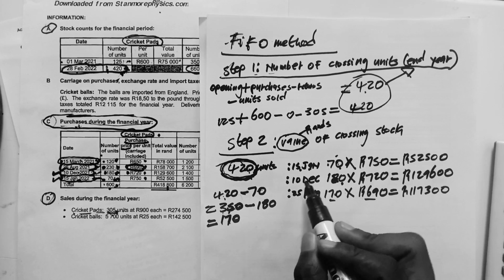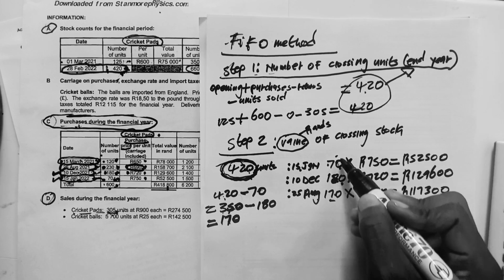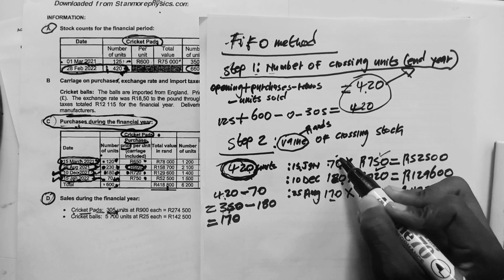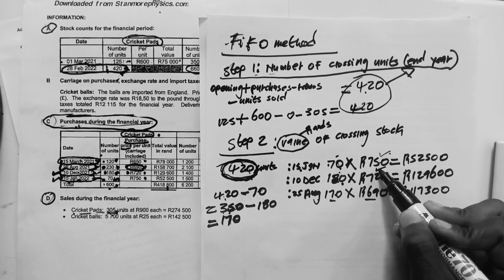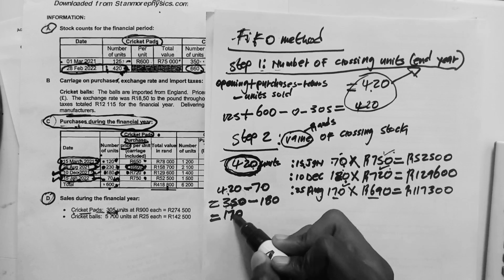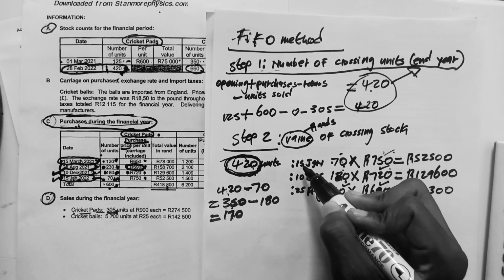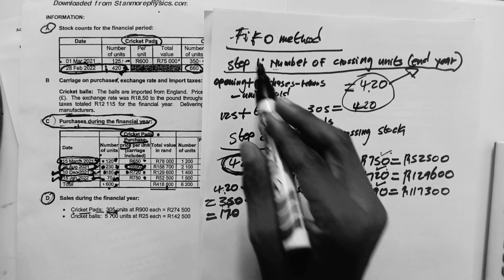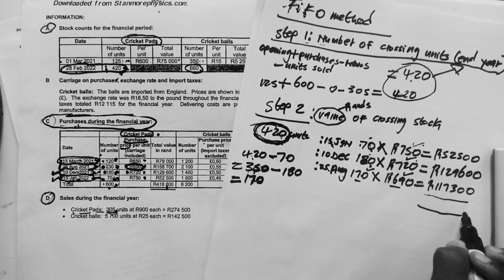So now, we know 10 January, we know December, we know August. And we know with all these units, they give us the 420. And now we know their prices. With the 70, its price is 750. The 180, its price is 720. The 170 that is left at the end is how much? Its price is 690. And we also return it their dates here. Where did we get these prices? Using the FIFO method, first in, first out. You understand?